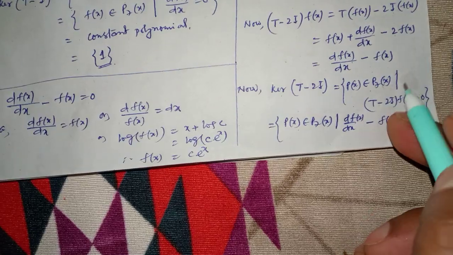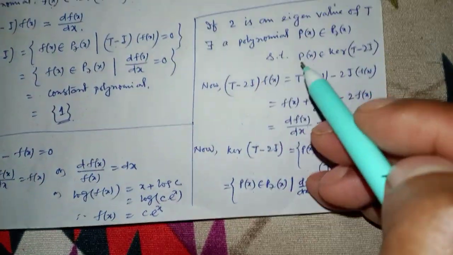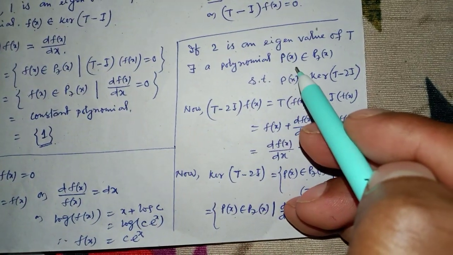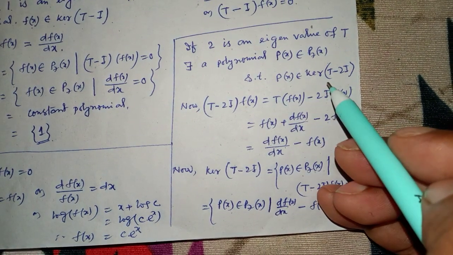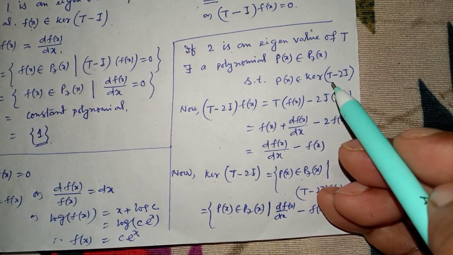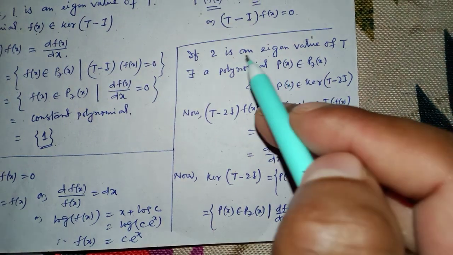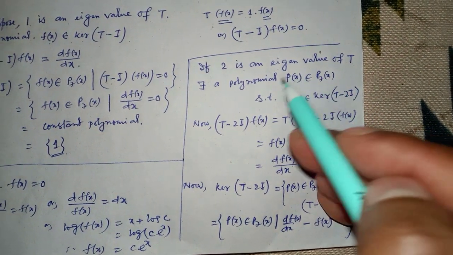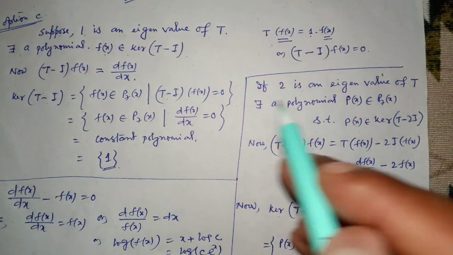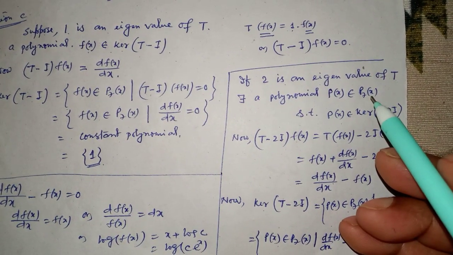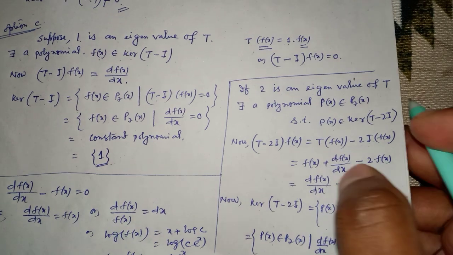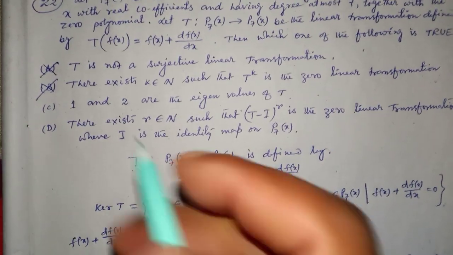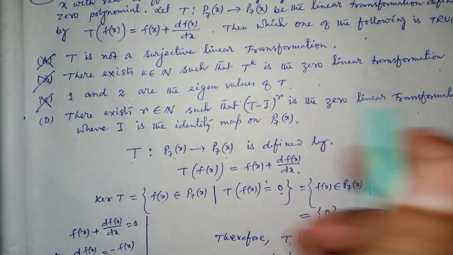therefore there does not exist a polynomial p(x) such that p(x) belongs to kernel of T − 2I. Therefore 2 is not an eigenvalue of T. 1 is an eigenvalue of T, but 2 is not an eigenvalue of T. Therefore option C is false.